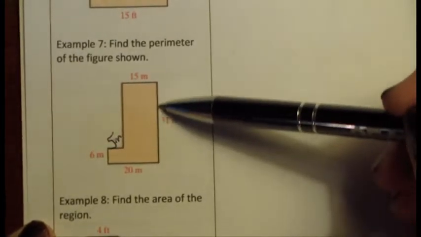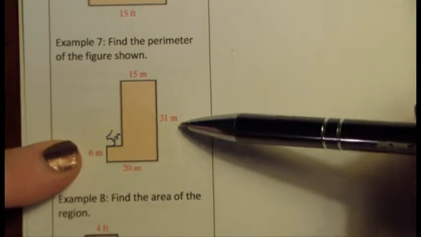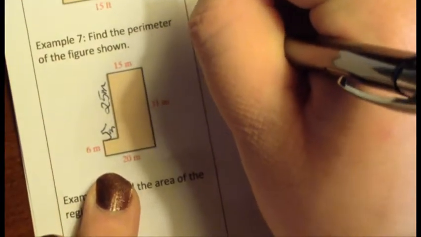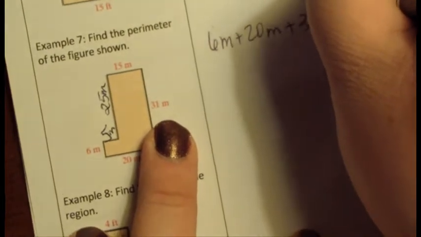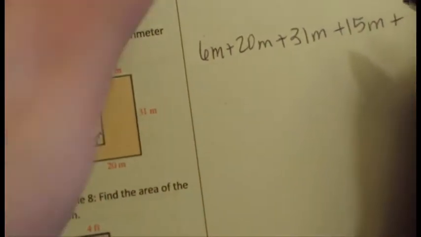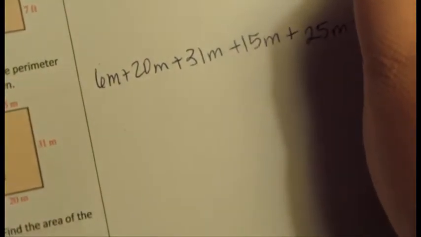We know this entire length is 31 meters. This little piece of it is 6, so 31 minus 6 is 25, so this part is 25 meters. So to get our perimeter, we're just going to add them all up. So 6 meters plus 20 meters plus 31 meters plus 15 plus 25 plus 5.